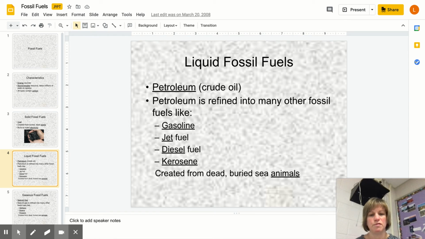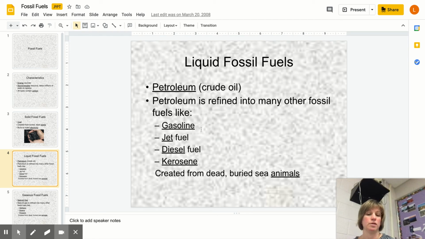Petroleum is the liquid fossil fuel that's taken directly from the earth. It's also known as crude oil. But now here's where it gets tricky. Petroleum can get refined into many other fossil fuels. Based on the length of the carbon chain, at an oil refinery they heat up the oil, and it ends up being physically separated by the length of the chain.